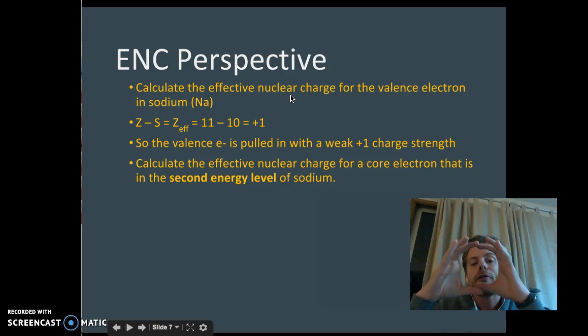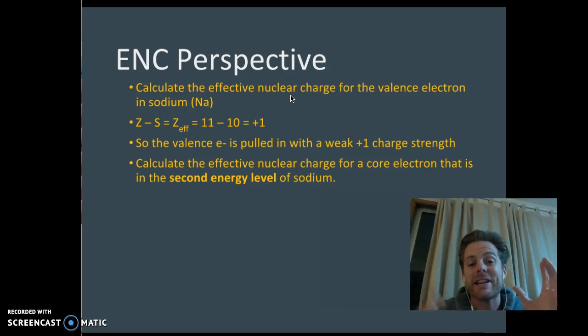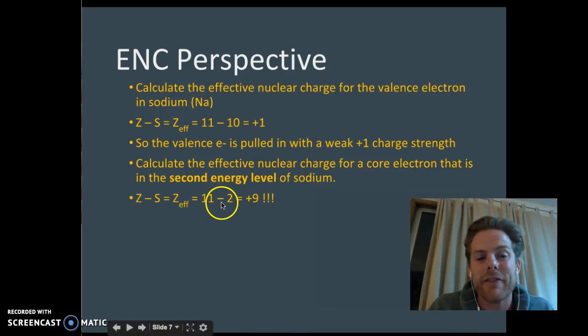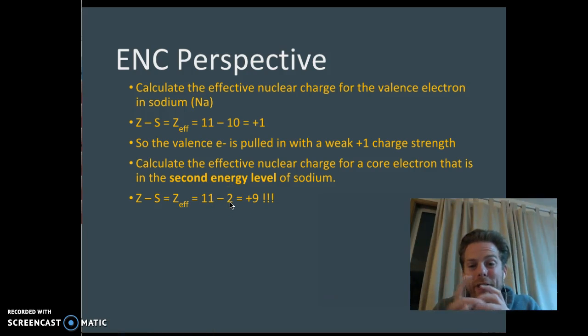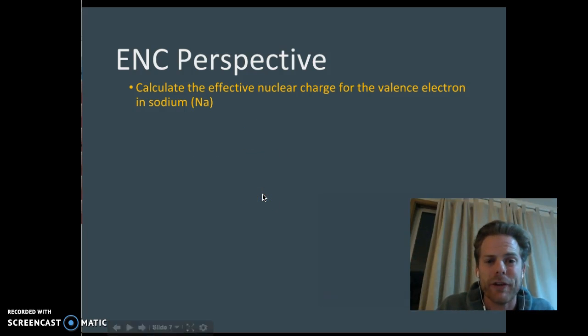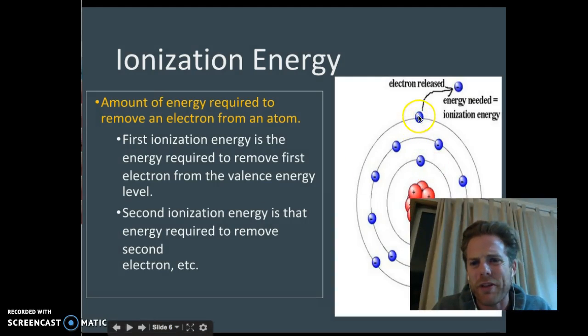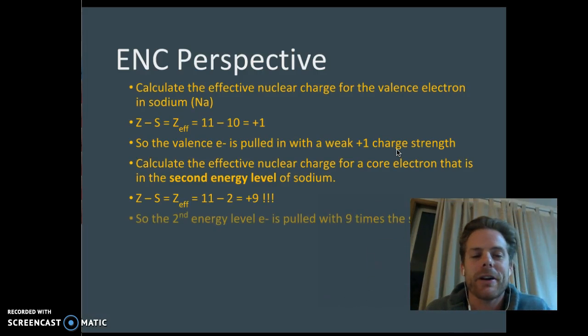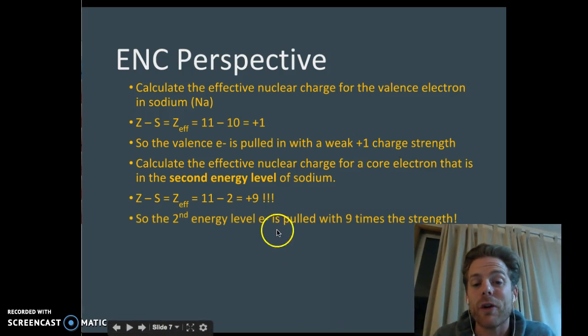But what if you were to calculate the effective nuclear charge for the same atom, but for an electron that's in the second shell, the second energy level? All right? It would be 11 minus 2, because there's only 2 that are shielding it, equals 9. That's a crazy amount more, from 1 to 9. So removing that first one, if I go back a slide, removing one of these electrons, not that big of a deal. Removing one of these guys, are you kidding me? No way. Not going to happen. All right? So the second energy level is 9 times as strong.